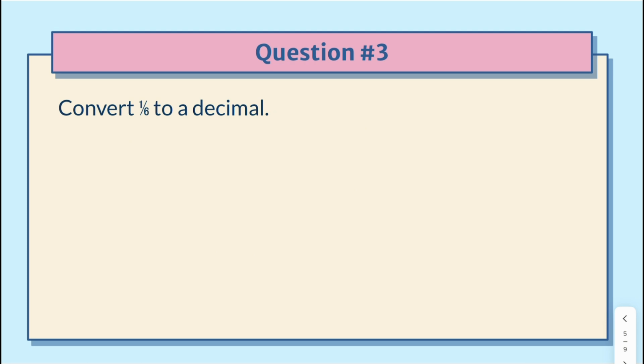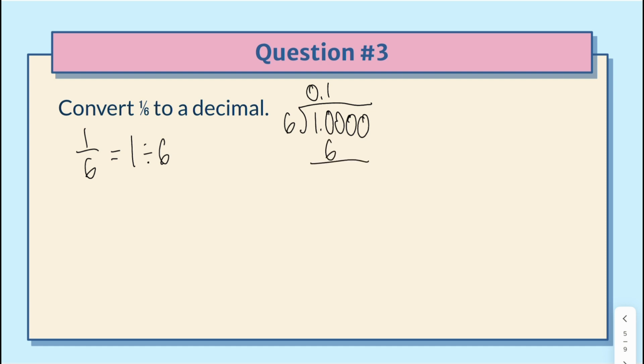Now, our final example problem for converting fractions to decimals is to convert 1/6 to a decimal. So if you want, you can pause the video and try to solve this yourself. Okay, so we know that 1/6 is equal to 1 divided by 6. That's where we start with this problem. Then we use long division.